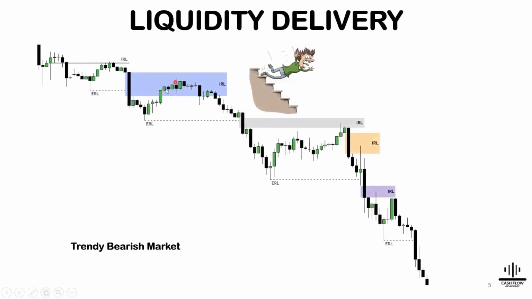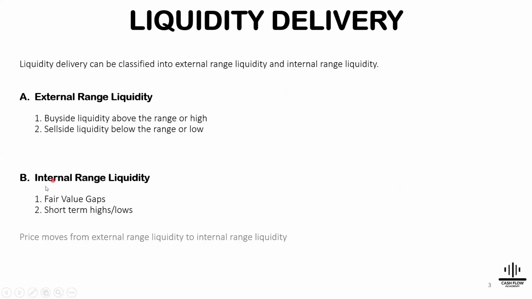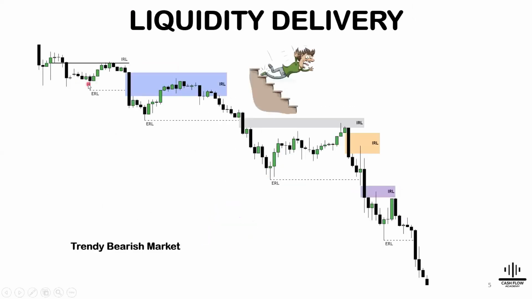So here's an example in the charts. We can see how price moved from internal range liquidity, which is a fair value gap, like I explained before, or swing high. So let me go back so I will show it to you again. I explained that internal range liquidity includes the fair value gaps and short-term highs or lows. So we can see here in the chart, there's a short-term high here. Let me outline it. So you can see this short-term high, and then you can see this fair value gap.